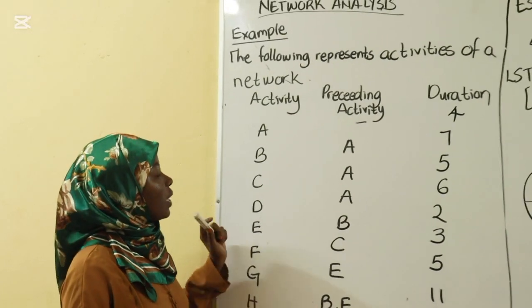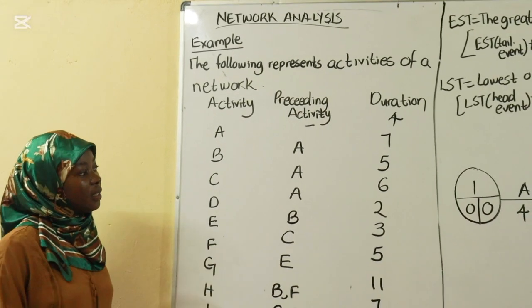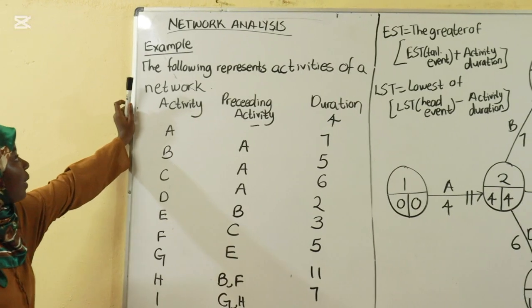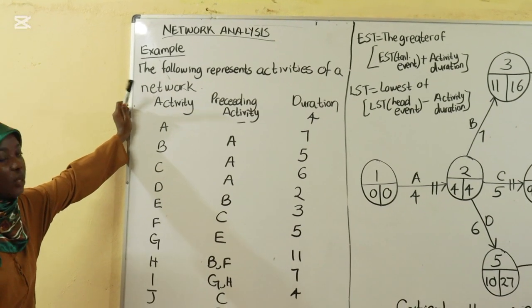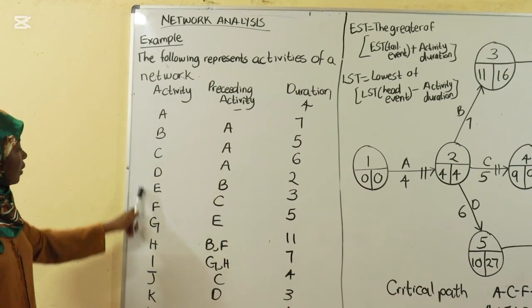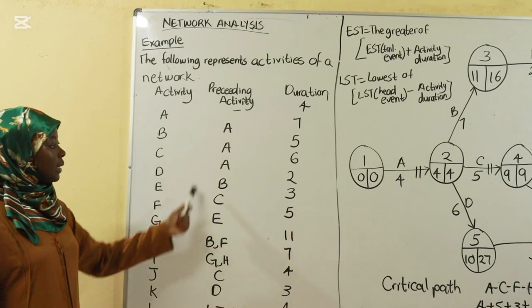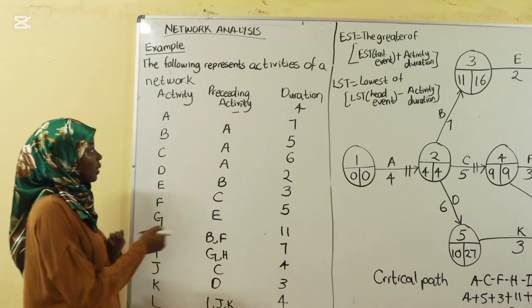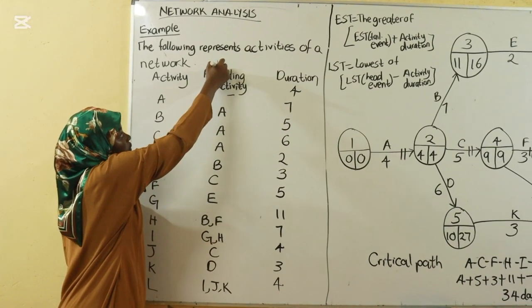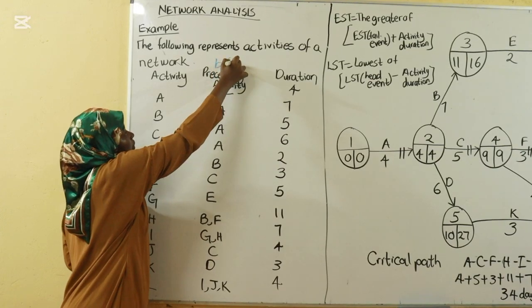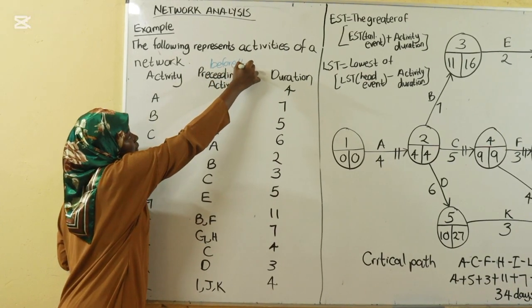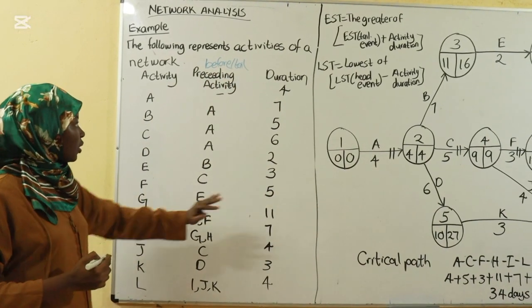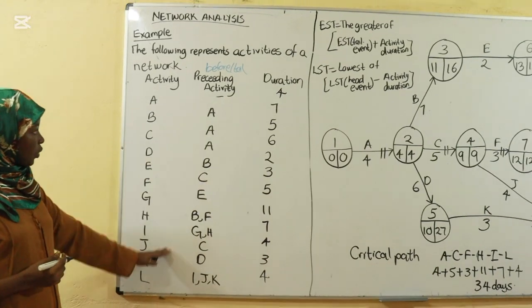So now we are going to look at an example. So this is our example. We've been told the following represents activities of a network. So this is the activity, this is the preceding activity. We say when you see the word preceding, it means before, or it can mean tail. And this is the duration. So this is the question you've been given.